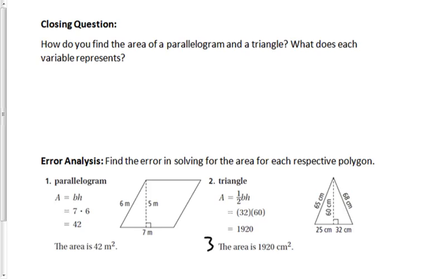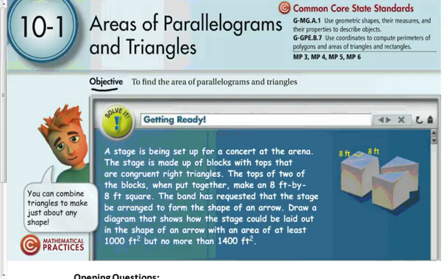So, closing questions, you can take a look at this and see if you can figure out the error analysis problem. Focus on the question, how do you find the area of a parallelogram and the area of a triangle? What does each variable in that formula represent? That takes us back to our objective of finding area of parallelograms and triangles. I know we took it a little bit farther with finding missing parts and doing it on a coordinate grid, so it took a little bit longer than usual. However, we're in geometry, so we got to take it a little bit farther than what we knew already.